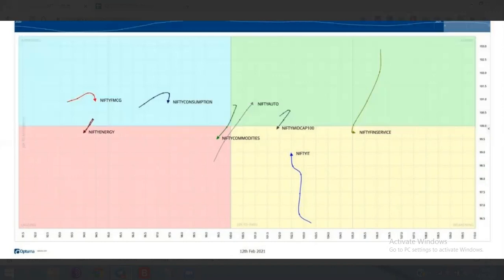There are four quadrants: improving, leading, weakening, and lagging. Let me explain them one by one. Leading, which is green, has a strong RS and strong momentum.